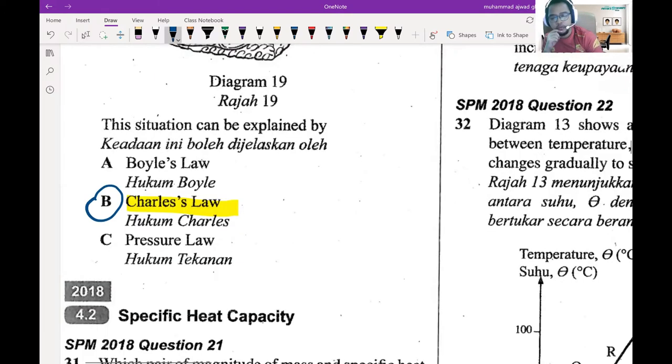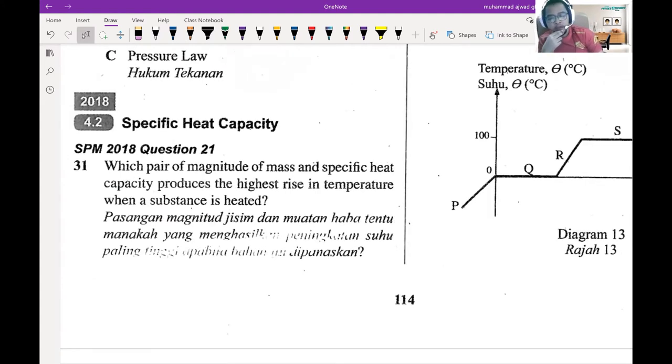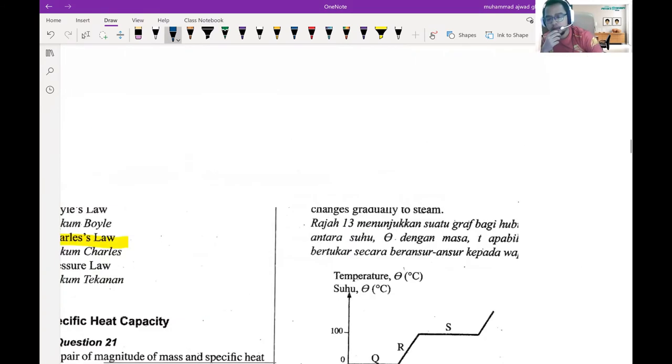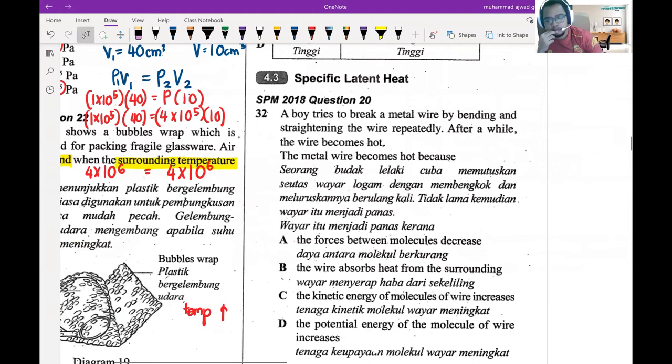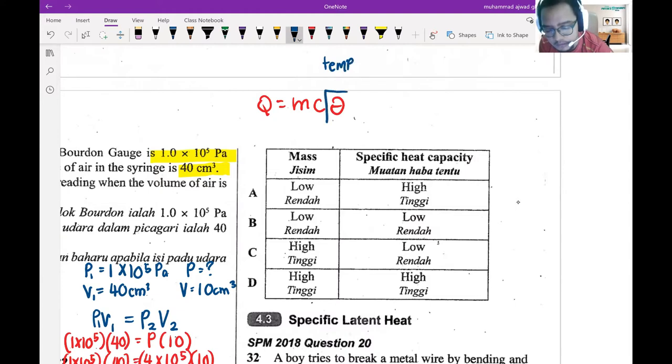Okay, habis. So masuk ke 2018. Okay, 2018 kat sini soalan 31. Kalau SPM 2018 soalan nombor 21. Okay, so dia terus specific capacity. Which pair of magnitude of mass and specific capacity produce the highest rise in temperature when substance is heated? Dia nak highest temperature. Maksudnya Q equals to MC theta. Okay, temperature tu kita tengok dekat theta. So what is the relationship between theta and mass? So rearrange, theta equals Q over M C. Higher theta kalau mass dia low.